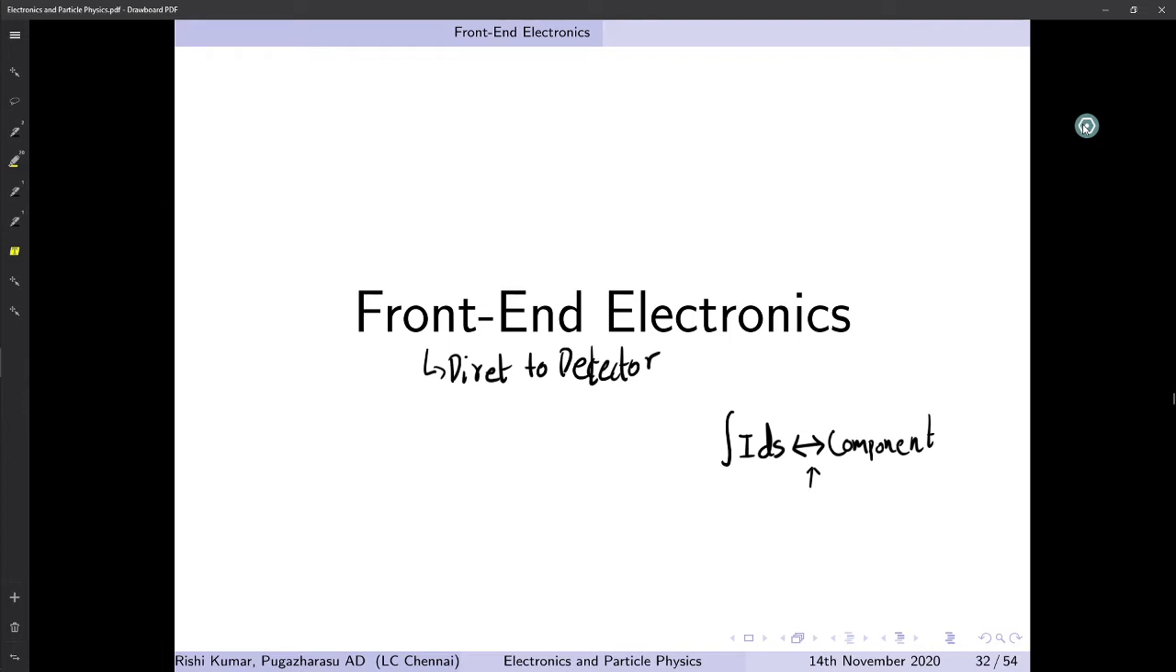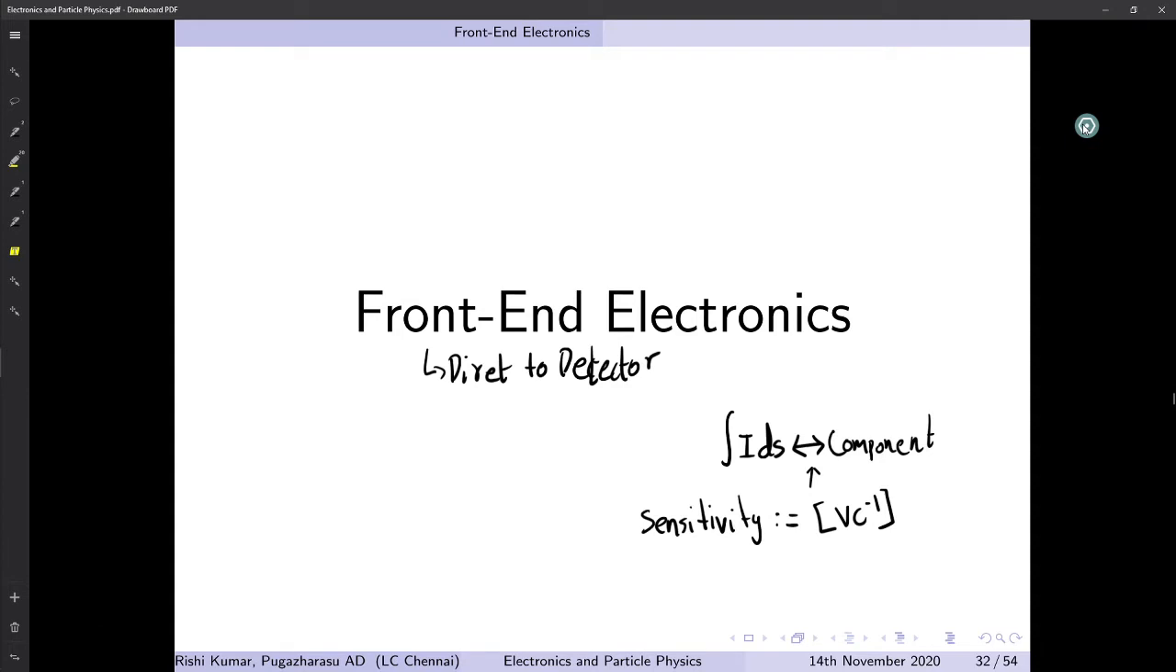And to put it into perspective, sensitivity is dimensionally defined as voltage per coulomb.